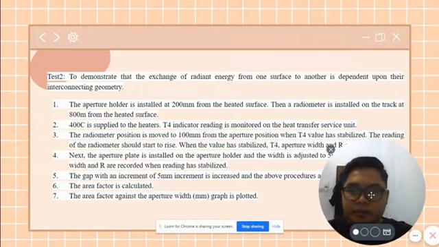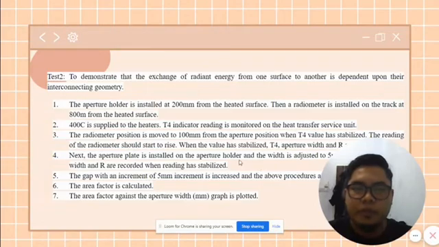And the area factor is calculated, and then the area factor against the aperture width in millimeters graph will also be plotted. That's all for me.